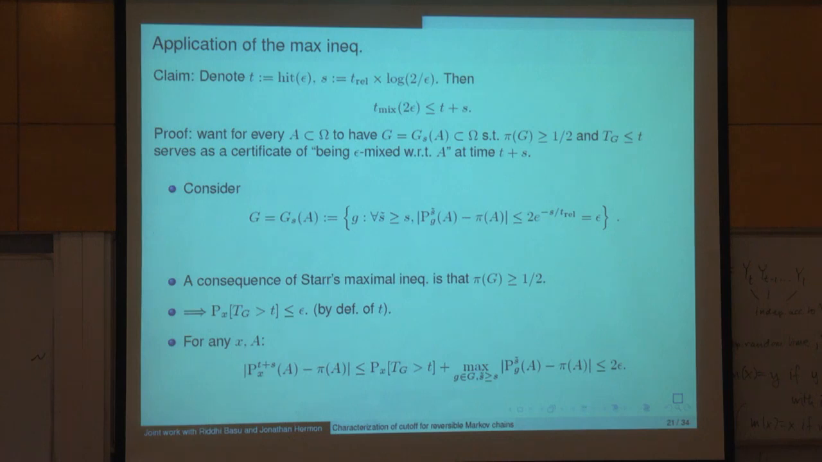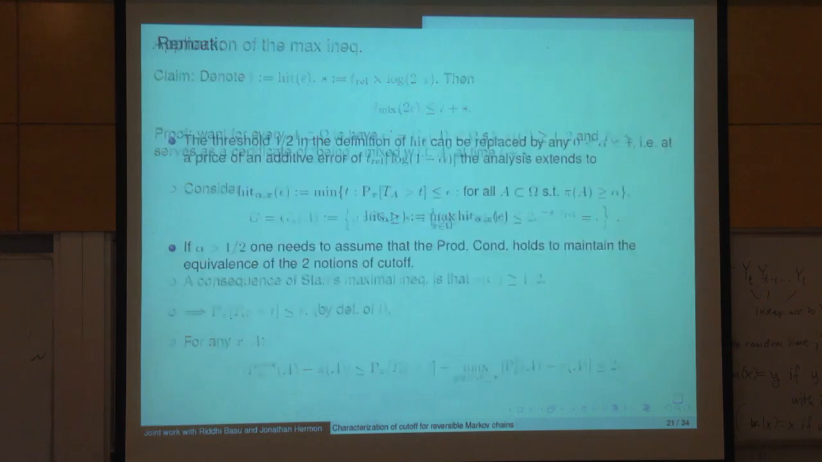So I look at the time and place where I hit G. This is some time less than t, and some place little g. And the time remaining until t plus s is some number s tilde. All I need to control is this difference, P_g^{s tilde}(A) minus pi of A. And this difference is also less than epsilon, just by the definition of capital G. But I have to be able to plug in this maximum. If I just know it for a fixed time, it's not good enough.